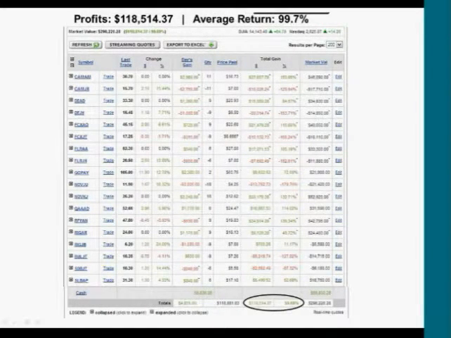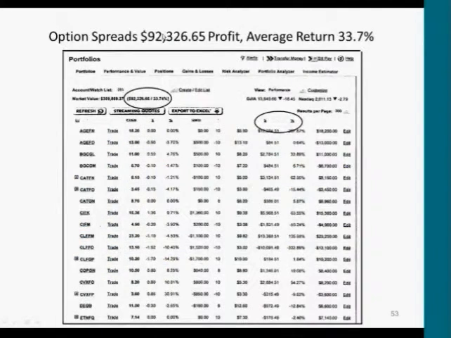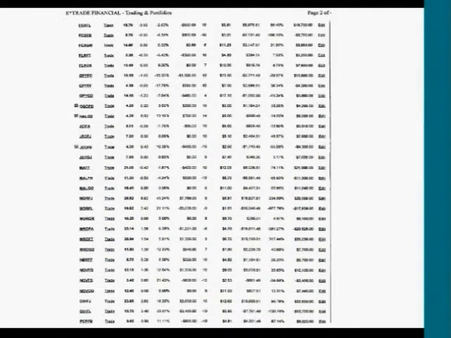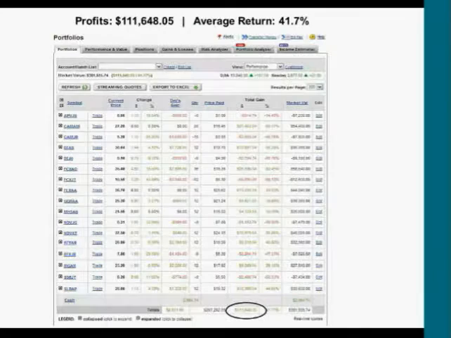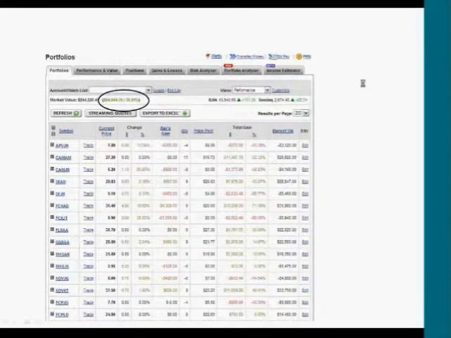$118,000 profit, average return of 99.7%. So I'll just go through these quickly, but the spread trading's really worked out well for us.